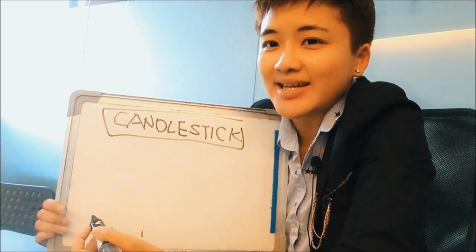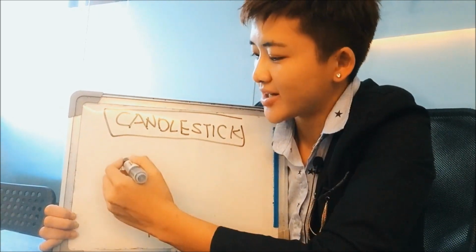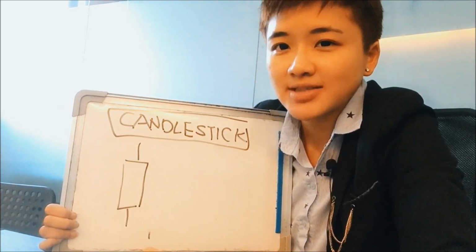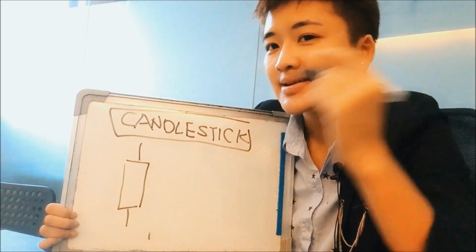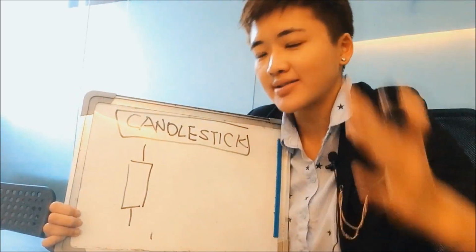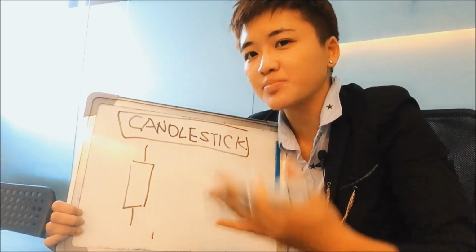Then the final one is the candlestick chart. This one is the most popular type of chart used by a lot of traders because of the amount of detail that you can see in just one candle. Of course, different traders use different colors. Some people use red and green, where red represents a bearish candle and green represents a bullish candle.